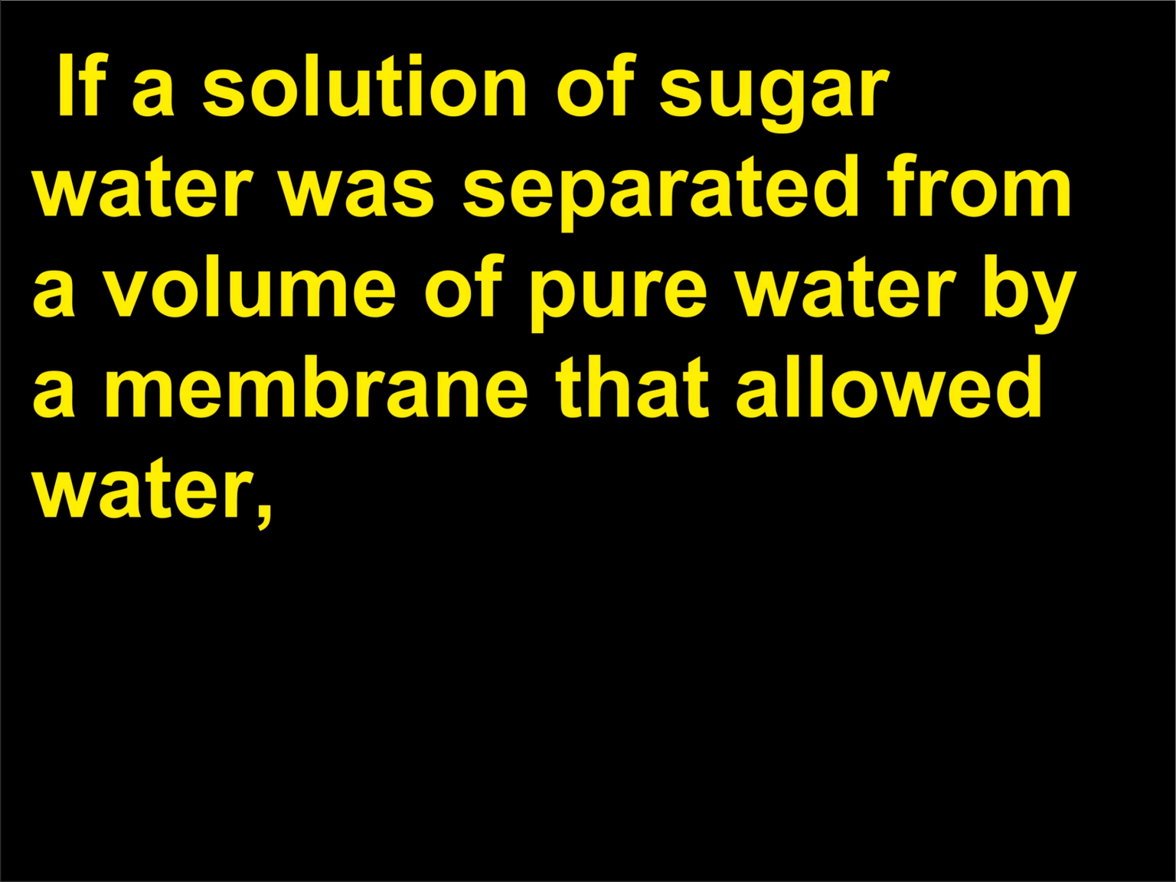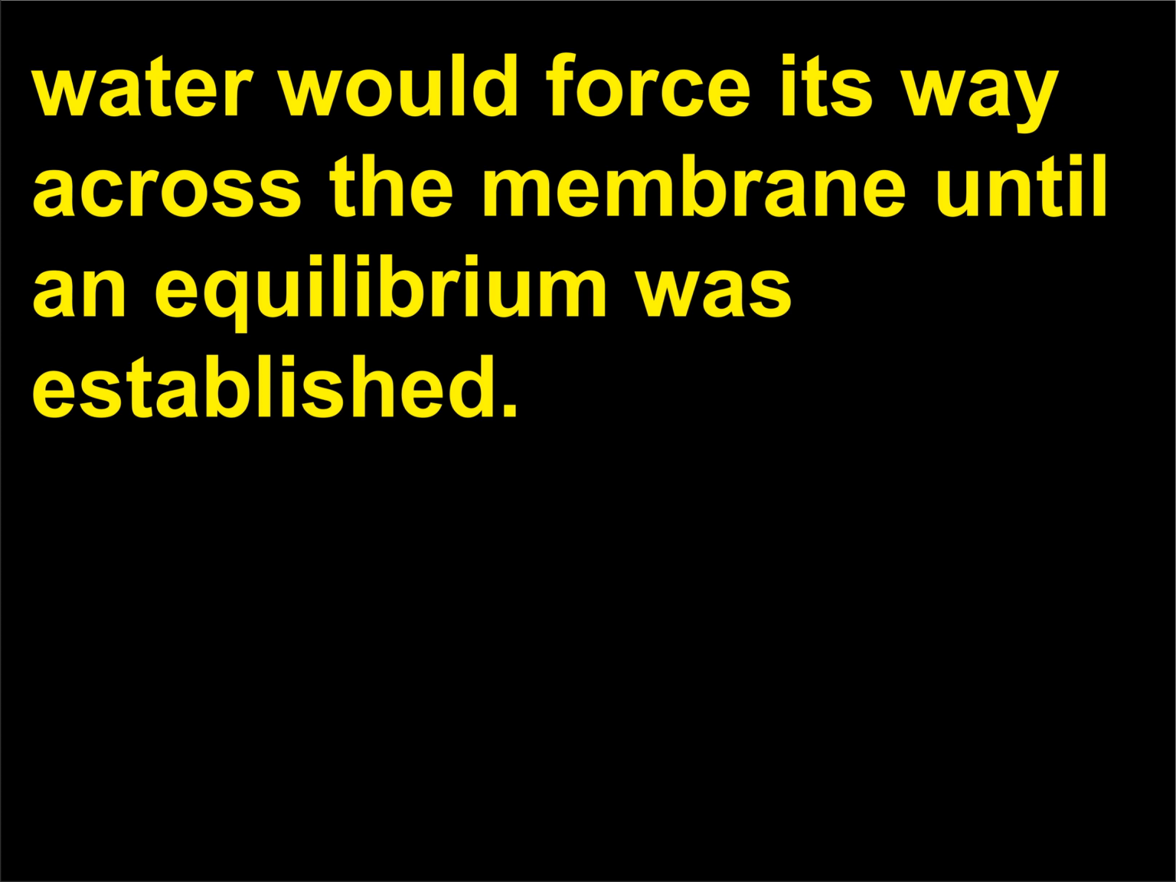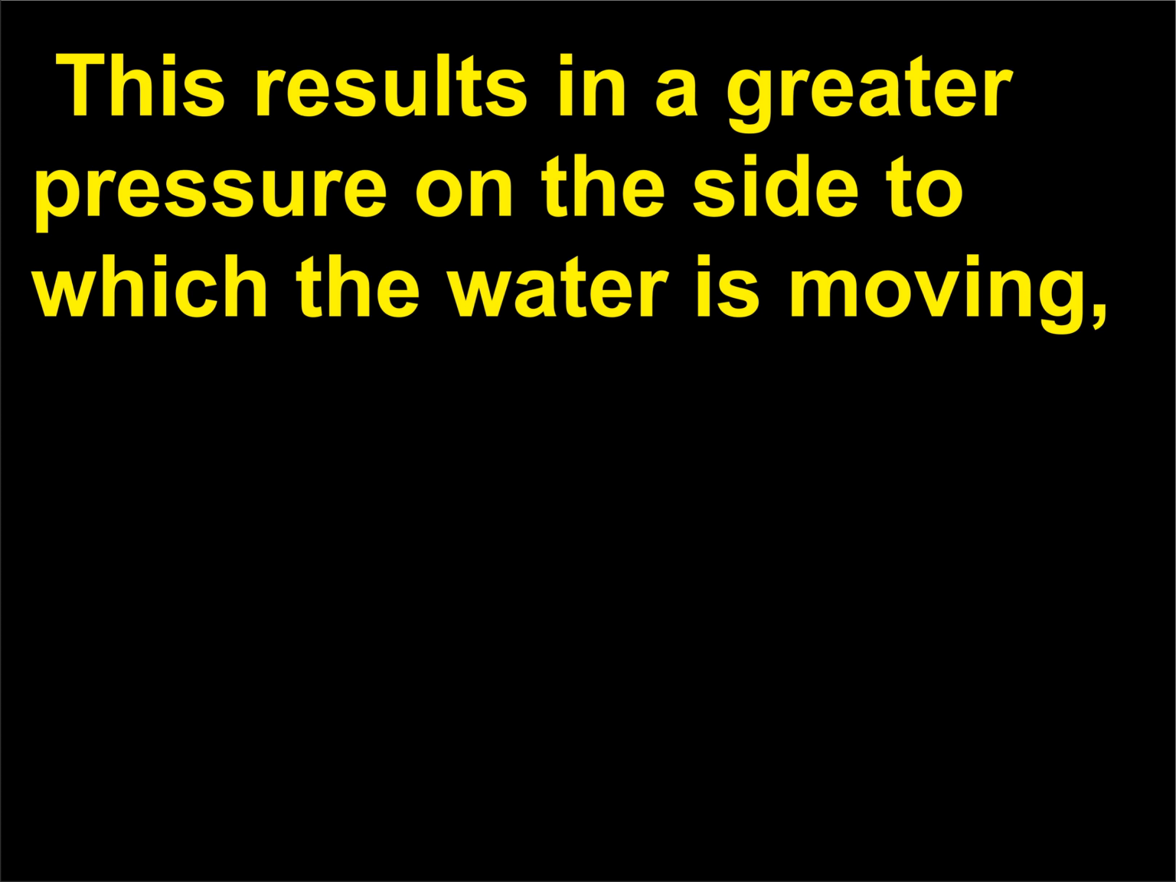If a solution of sugar water was separated from a volume of pure water by a membrane that allowed water, but not sugar, to pass, van 't Hoff discovered that additional water would force its way across the membrane until an equilibrium was established. This results in a greater pressure on the side to which the water is moving, and this pressure is known as osmotic pressure.